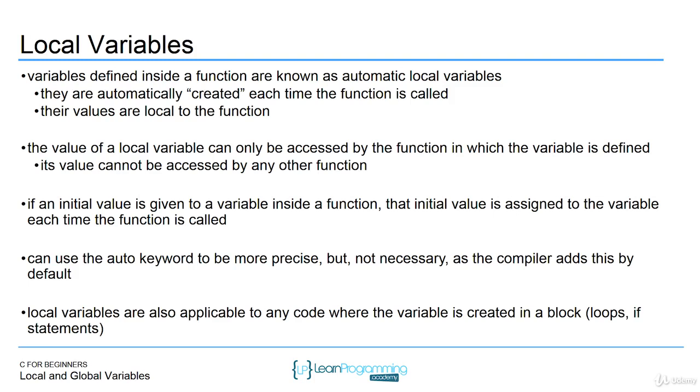Local variables are also applicable to any code where the variable is created in a block, loops or if statements. Again, if you have an if statement, what's a block for an if statement? It's just where the brackets start. That's referred to as a block. Blocks can be in functions, blocks can be in if statements, blocks can be in loops. Blocks can be anywhere that there's brackets, essentially. Anywhere there's brackets and you create that variable. Creation of the variable is declaring it and maybe assigning values to it.